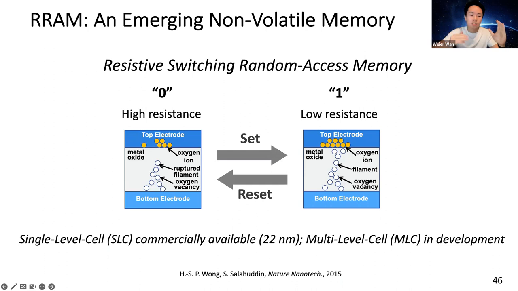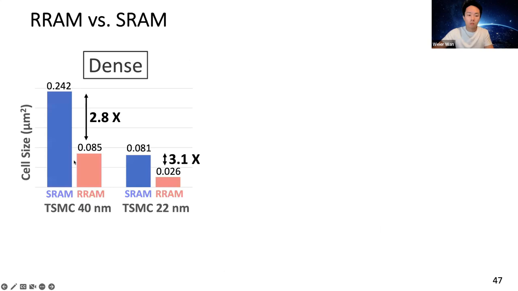So RRAM is not exactly a new memory technology that only exists in research labs today. In fact, what we call the single level cell RRAM, which stands for those RRAM cells that can store a single bit per cell, is already commercially available in multiple CMOS foundries as a replacement of embedded flash for sub 40 nanometer processes. And the multi-level cell is currently still under development. So compared to SRAM, which is apparently a much more mature memory technology, RRAM offers several benefits.